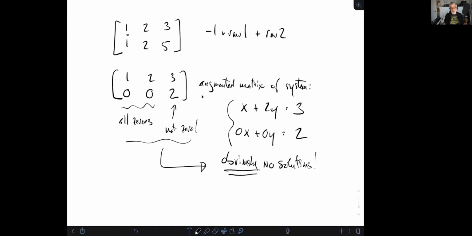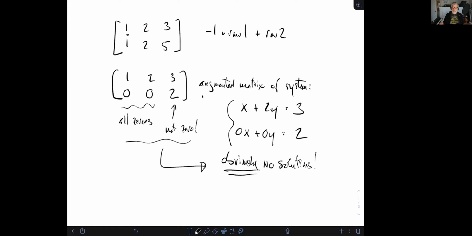And otherwise, I'm just curious, can anybody see what that last row would look like to get infinitely many solutions? Maybe if the last row is all zeros. Yes, exactly. If it's all zeros, you're going to get more than one solution. You're going to get infinitely many solutions.